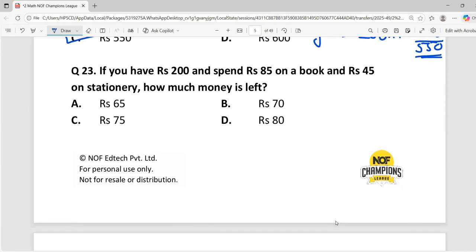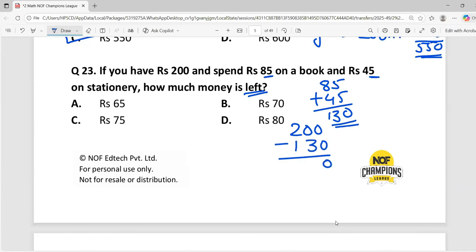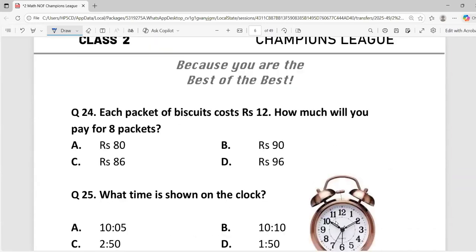Now the 23rd one. If you have 200 rupees and spend rupees 85 on a book and rupees 45 on stationery, how much money is left? So see, you have to find the amount left, but you have two amounts you have spent. So first you will add both of them. 85 plus 45 is 130. Now you will subtract this 130 from the total amount. That will be 70. So now where is 70? Option B, rupees 70, is the correct answer for question number 23.